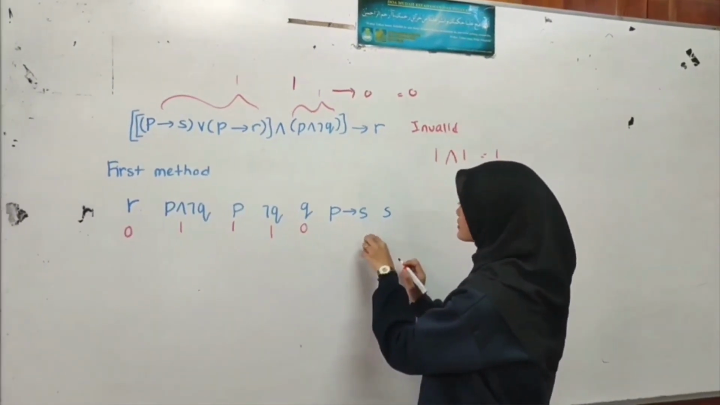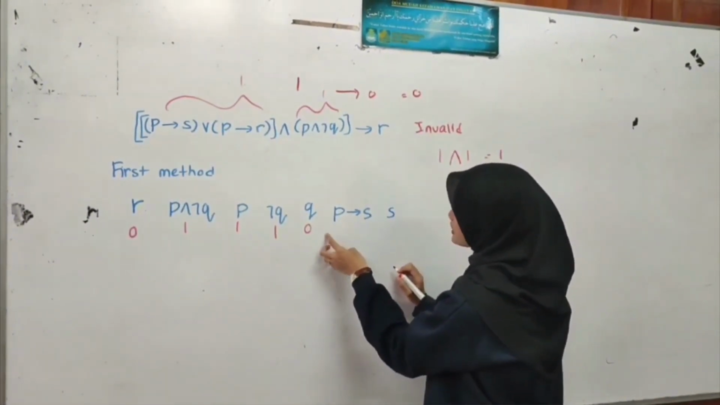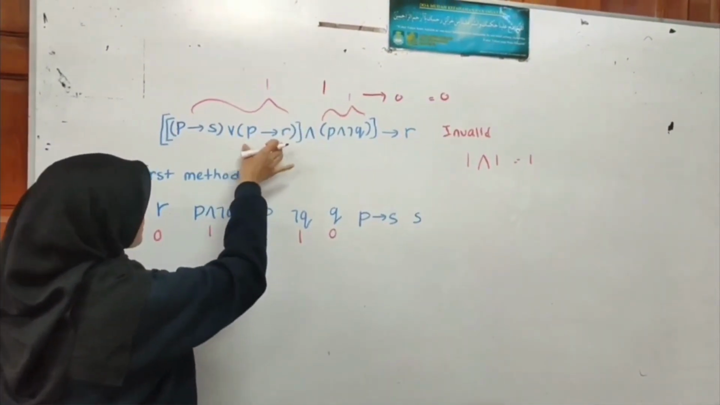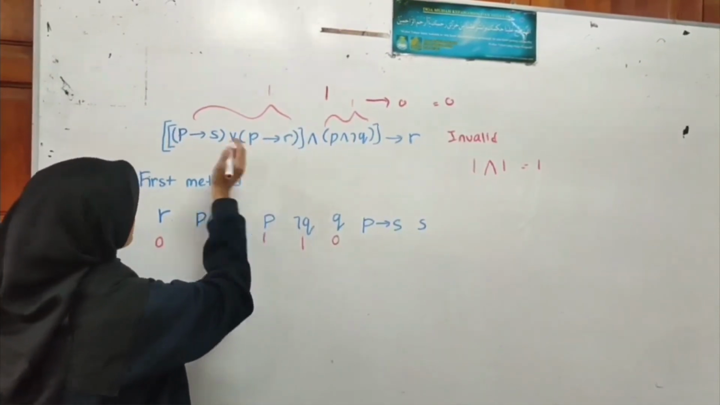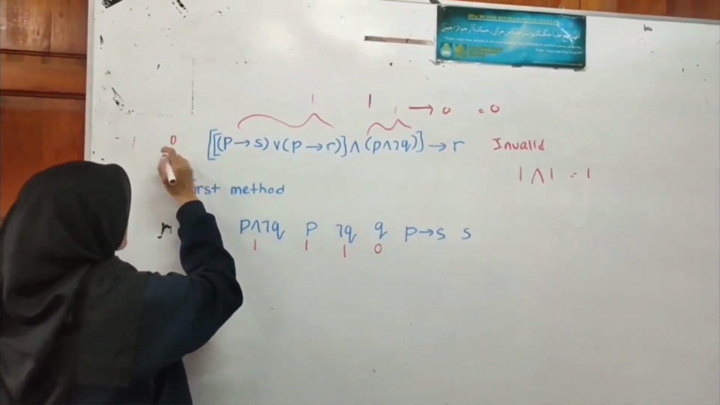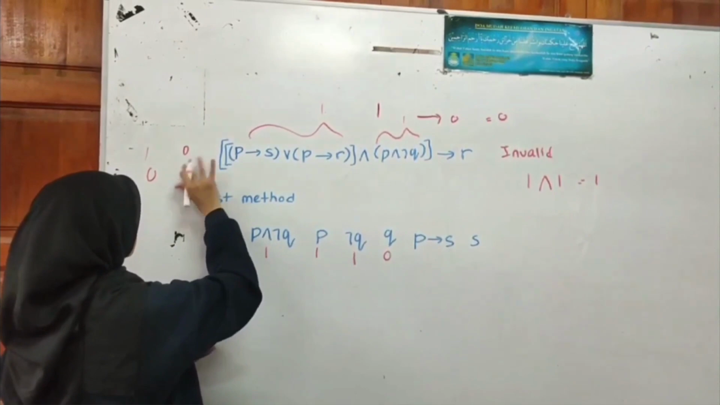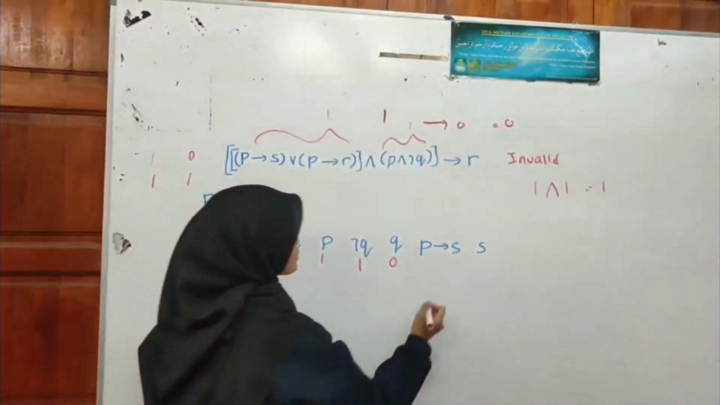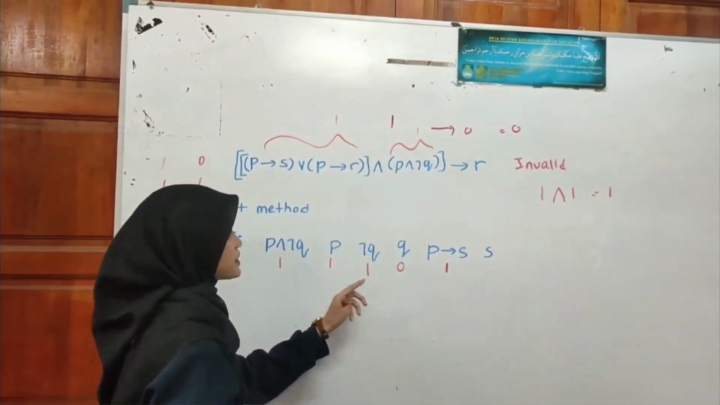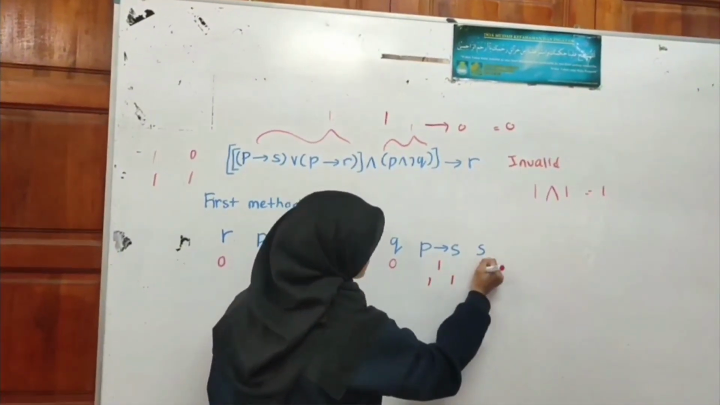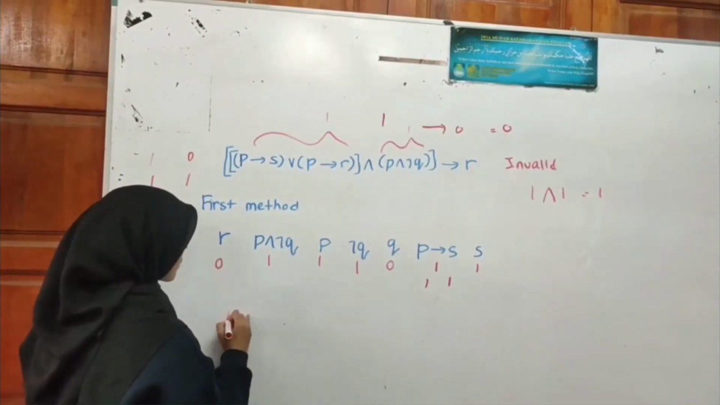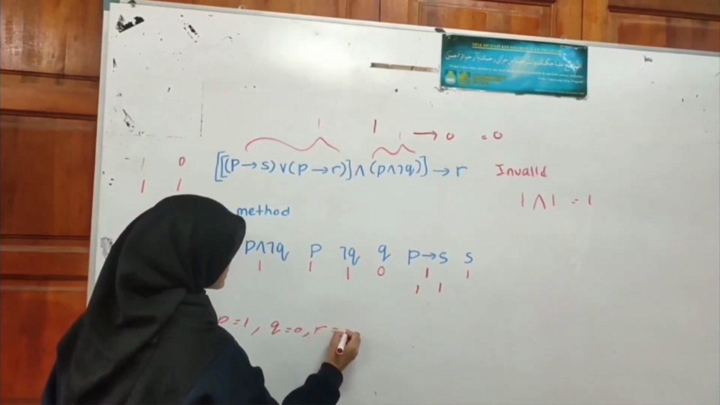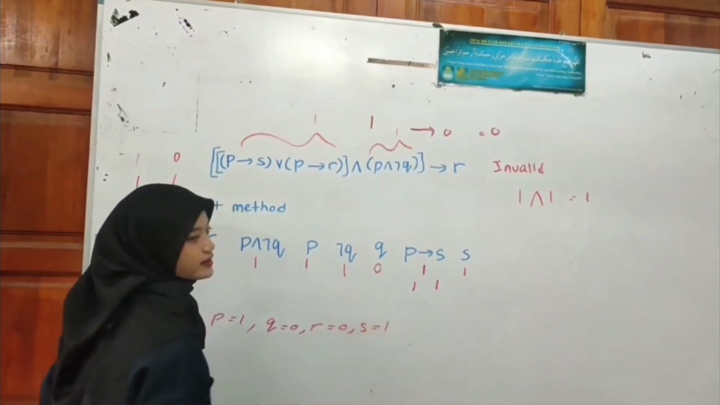P implies S, either both of these need to be true or the hypothesis is 0. So we can say that P implies S is true. Therefore, since P is 1, then S is 1. So the truth value of P is 1, Q is 0, R is 0, and S is 1.